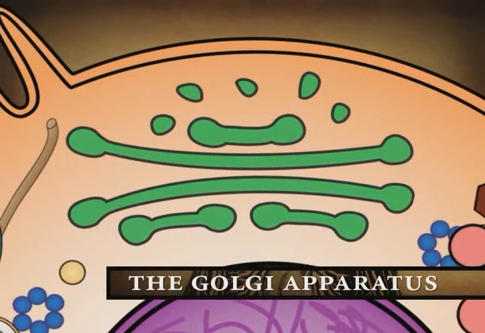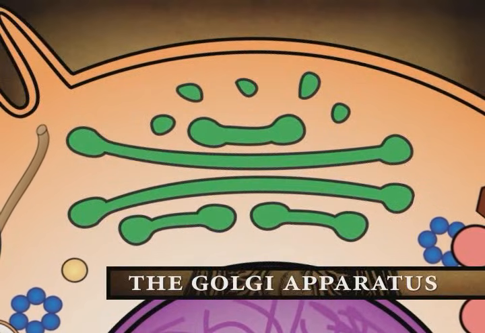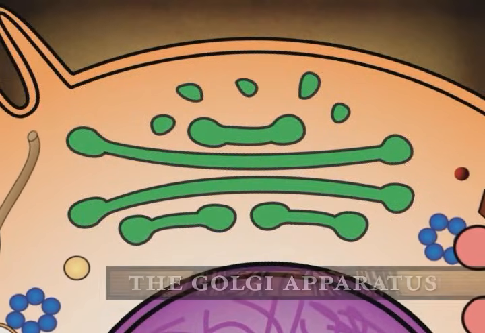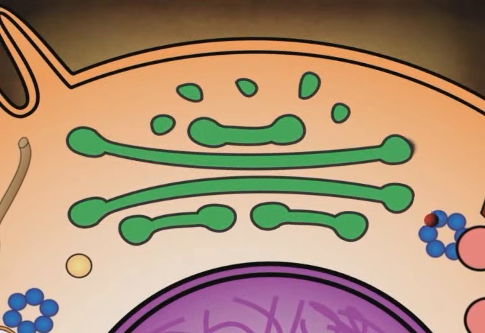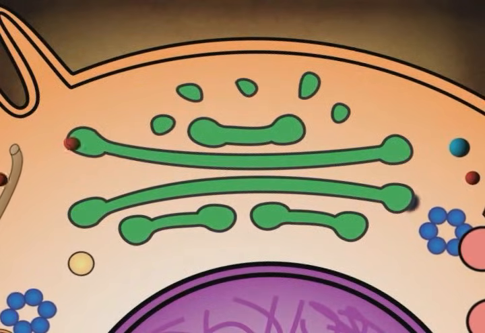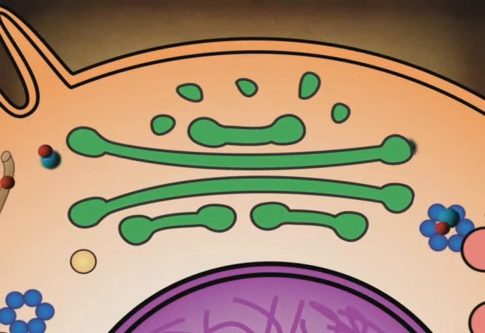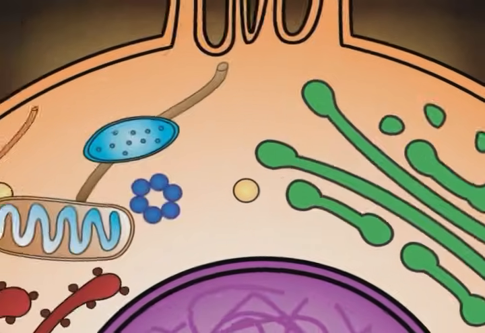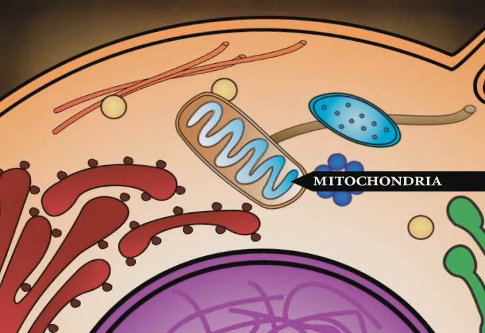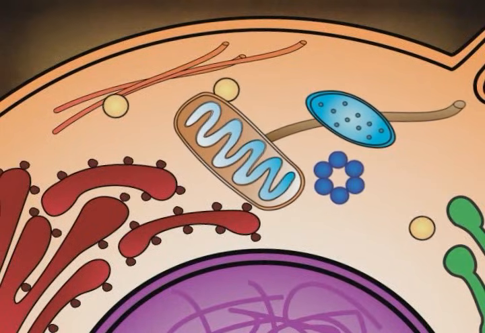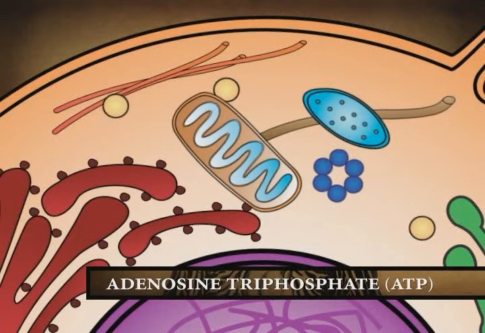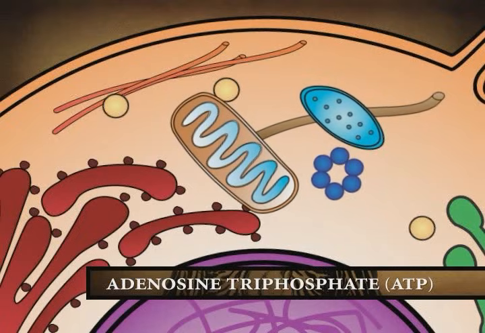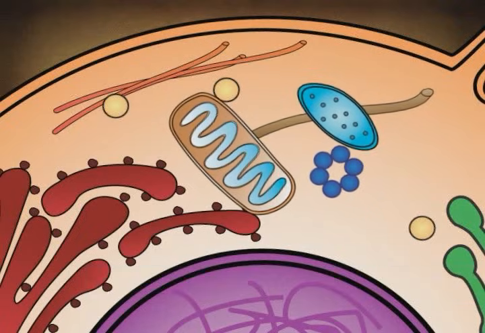The Golgi apparatus is the processing and transportation center of the cell. It receives proteins from the rough endoplasmic reticulum, adds any finishing touches, packages them in vesicles, and ships them out to specific locations. Mitochondria are the cell's power plants. They supply it with adenosine triphosphate, or ATP, the energy needed to perform cell functions.